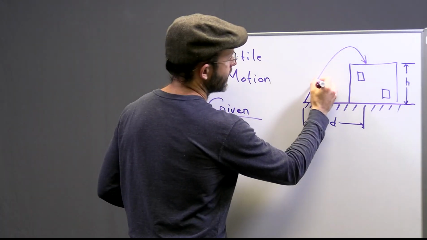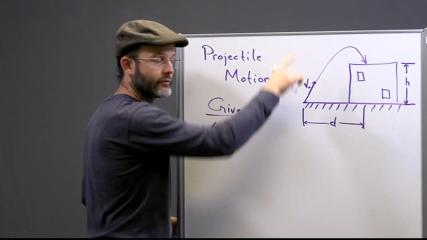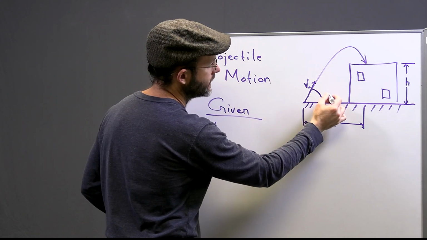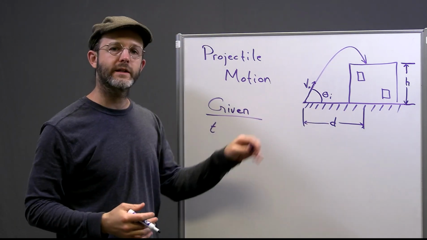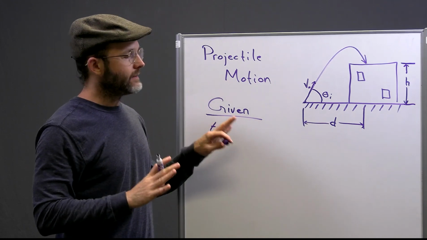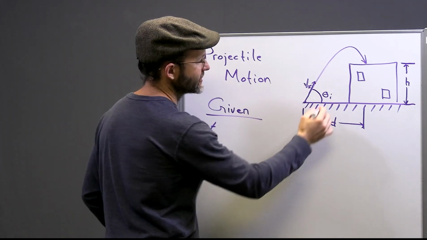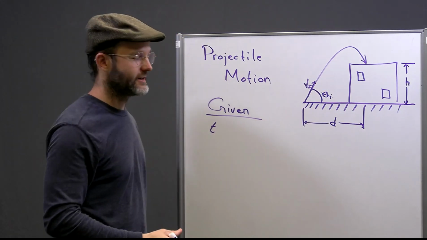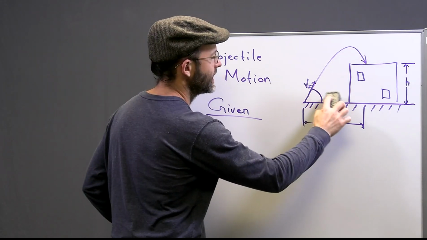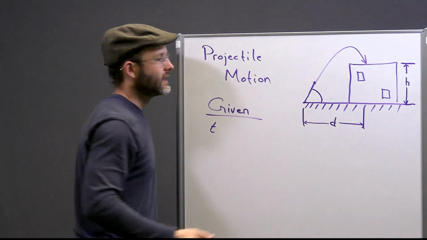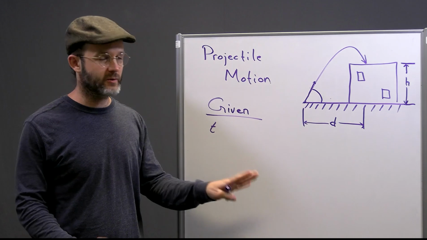Oftentimes you'll see a problem where the initial velocity is known, so the magnitude of the velocity and also its initial angle relative to the horizontal. In our case, we do not have those. We do not have theta initial. We do not have the luxury of having these in our arsenal to solve this problem. So if this were all that was given, this would be an unsolvable problem.